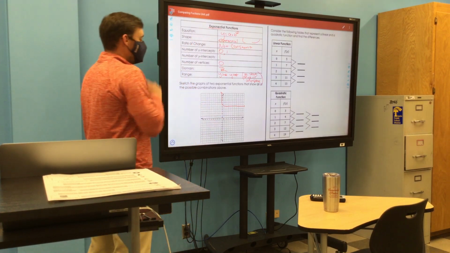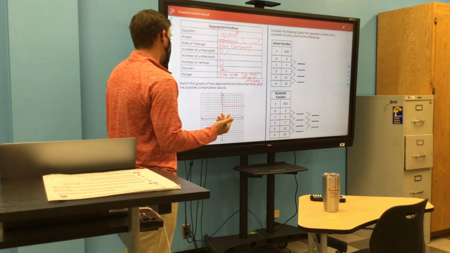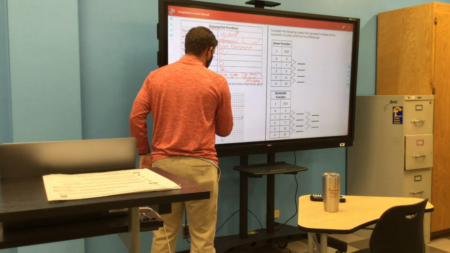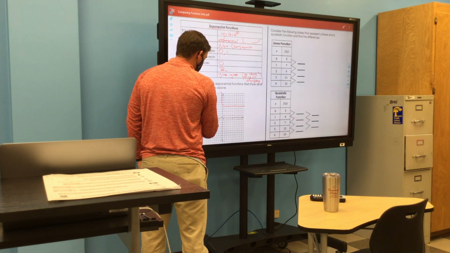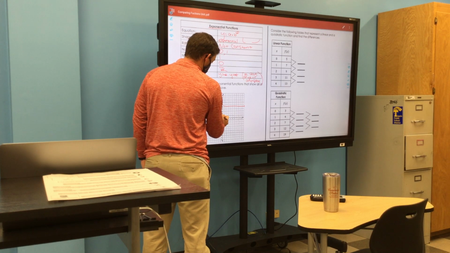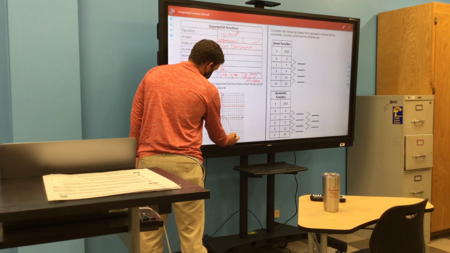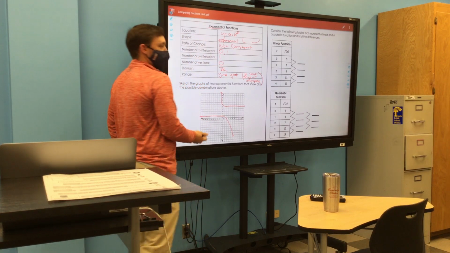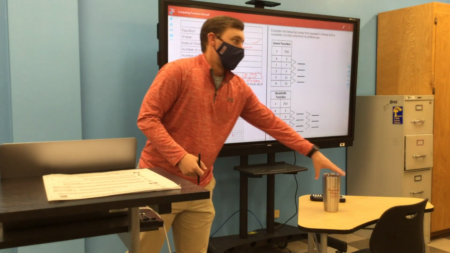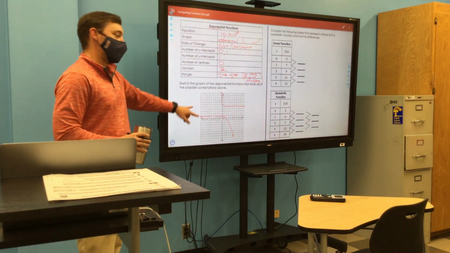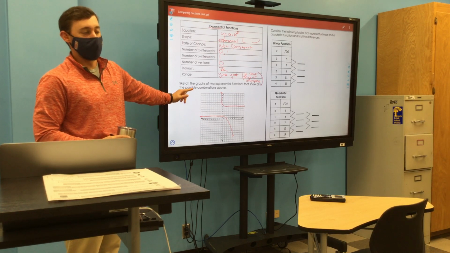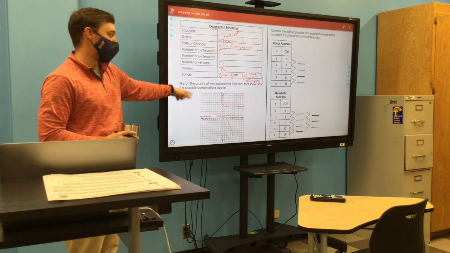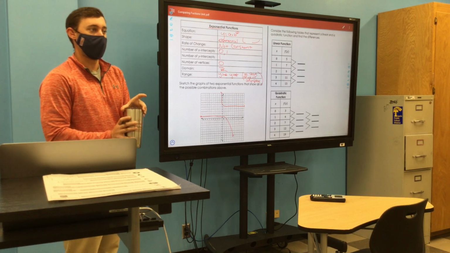Now, the other one that you could see, let's go the opposite direction and say it looks like this. That could be an option as well. So you can only see 2 different types of graphs for exponential functions. It's either going to look like one of these. Okay, everybody good?